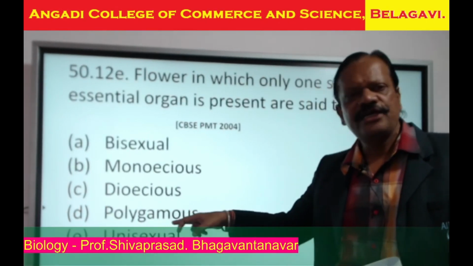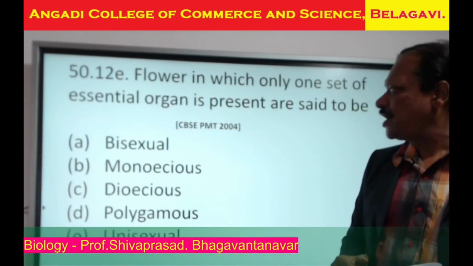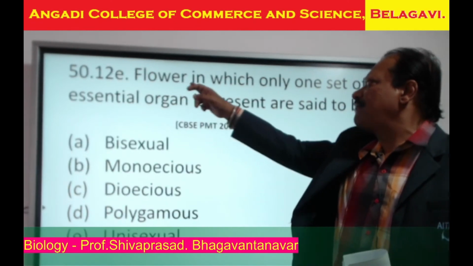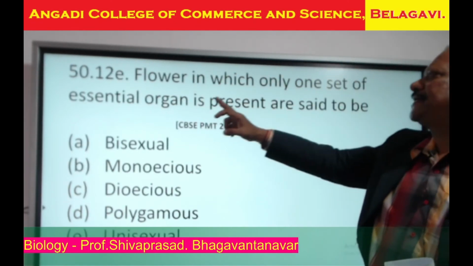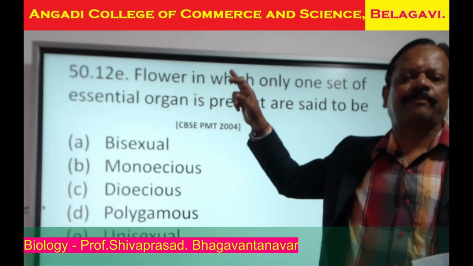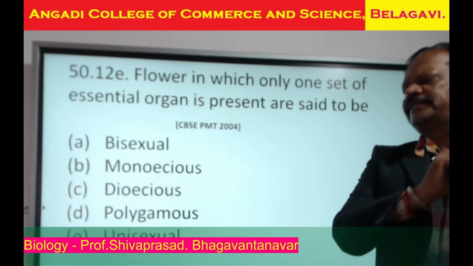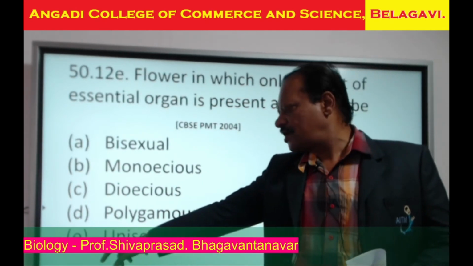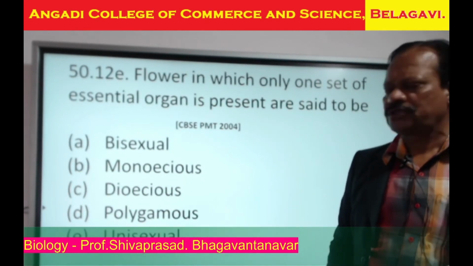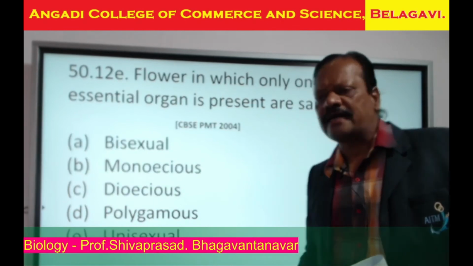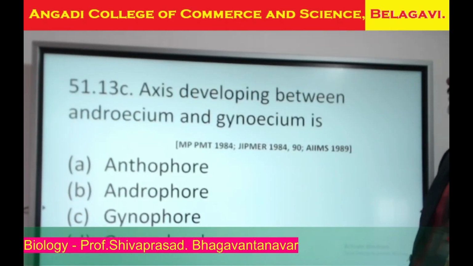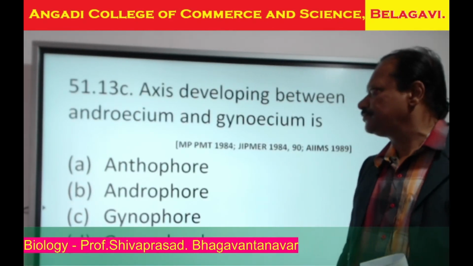It is called unisexual. A flower in which only one set of essential organ is present, either male or female, is called unisexual. So unisexual is the right answer. Now the next slide.